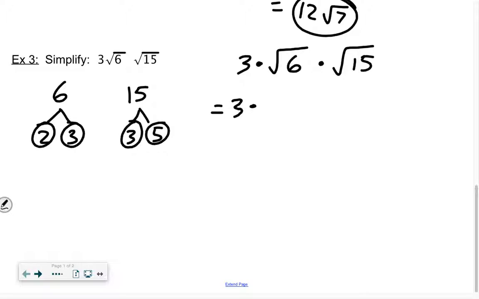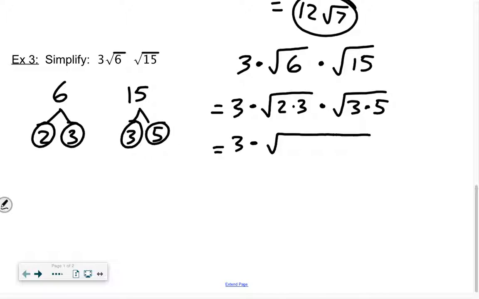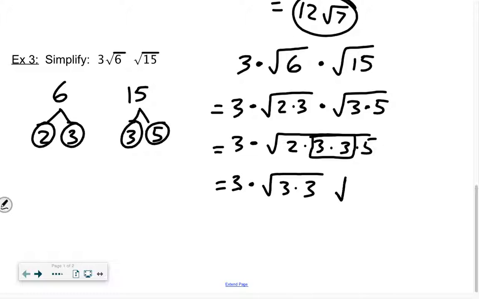Now, if we look at the square root of 6, we list those prime factors, that's 2 and 3. And if we look at 15, those prime factors are 3 and 5. And again, what we want to do with those square roots is we want to combine them all into one. 2, 3, 3, and 5. Because what that'll allow us to do is to be able to identify where is our pairs located at. So we have 3 times those pairs, 3 and 3 will get put together. The leftovers, 2 and 5, will just get put on the end.